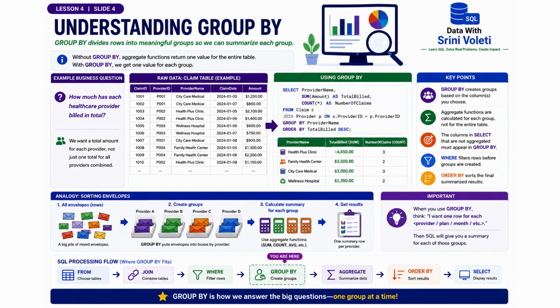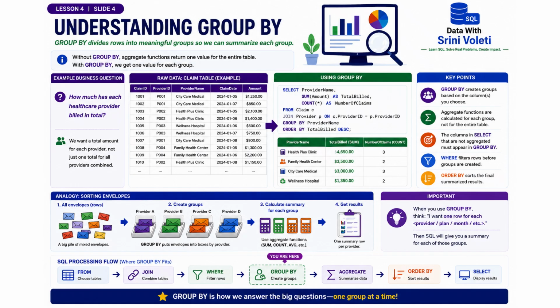Understanding group by. So far we have learned that aggregate functions like sum, count, and average can summarize data. But there is an important question. What if we don't want a summary for the entire table? What if we want one summary for each healthcare provider? That's exactly where group by comes in.